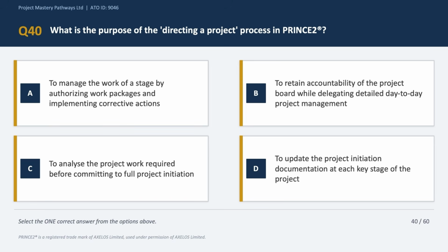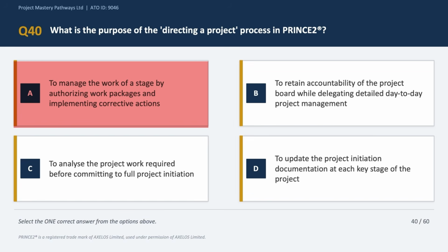Next, question number 40. What is the purpose of directing a project process in PRINCE2? Okay, so let's look at the options one by one. Option A says to manage the work of a stage by authorizing work packages and implementing corrective actions. Now that is the controlling a stage process, right? So we did solve a question on this theme just before this question. Okay, so the controlling a stage process belongs to the project manager, right? The project board does not manage it day to day. So option A is incorrect.